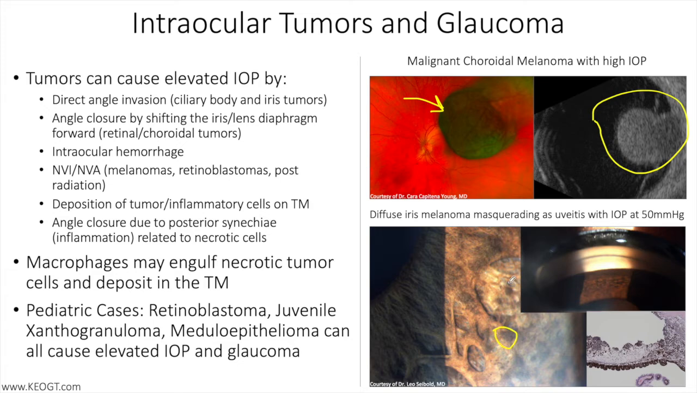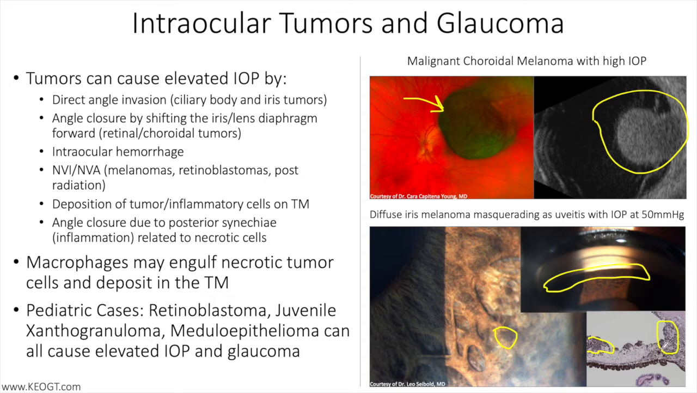This is an iris melanoma, which is masquerading as uveitis with IOP in the 50s. There could be depigmentation of the angle with deposit of tumor cells, as well as increased pigmentation in the angle. And histologically, you can see seeding of the iris as well as the trabecular meshwork with darkly pigmented cells.